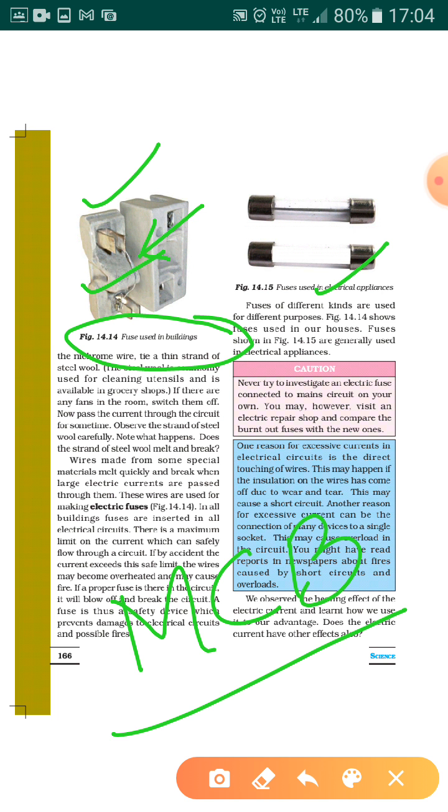This electric fuse has a wire whose melting point is very low, and if the electric supply goes higher, this wire gets melted, and because of this the appliance doesn't work, and it reduces the chances of electric fires or short circuits. So this is how it works. This is a ceramic electric fuse, and this is a glass electric fuse.